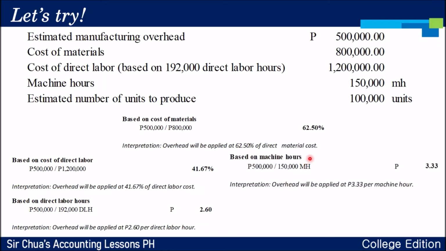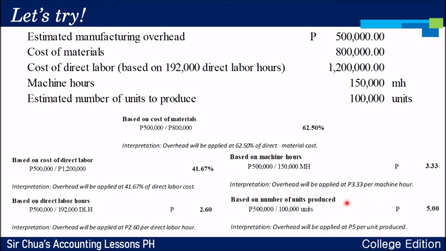Pwede rin po sa machine hours. So, ganun din po. Kung ano po yung ating estimated manufacturing overhead, you divide it po sa atin pong number of hours na nagamit yung machine, okay, which is 3 pesos and 33 centavos. Ibig sabihin po, sa actual operations natin, kung ilan yung machine hours, i-multiply mo lang ng 3 pesos and 33 centavos, yun na po yung ating applied manufacturing overhead.